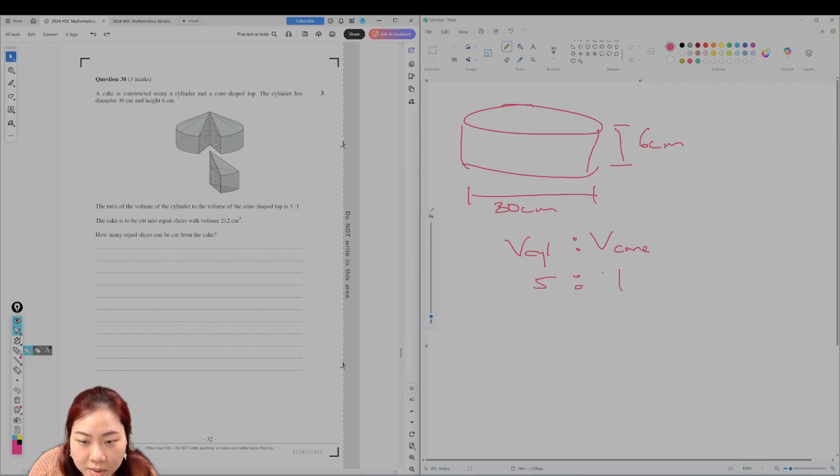The cake is to be cut into equal slices with volume 212 cubic centimeters. How many equal slices can be cut from this cake? Wow, okay.